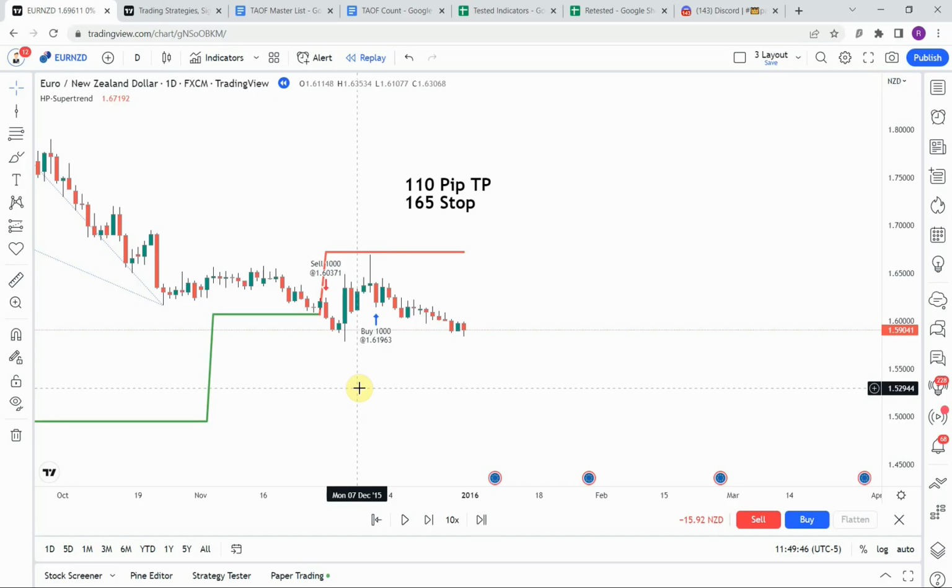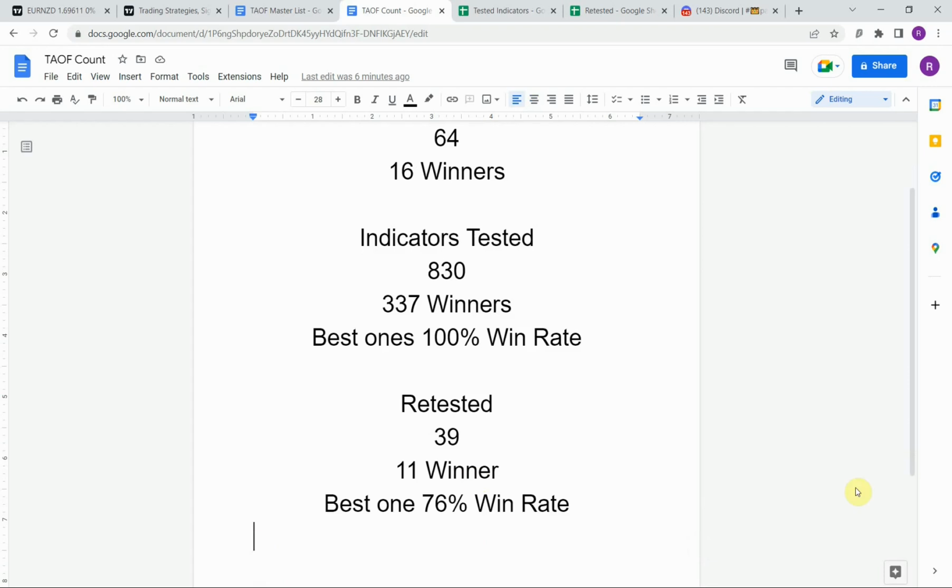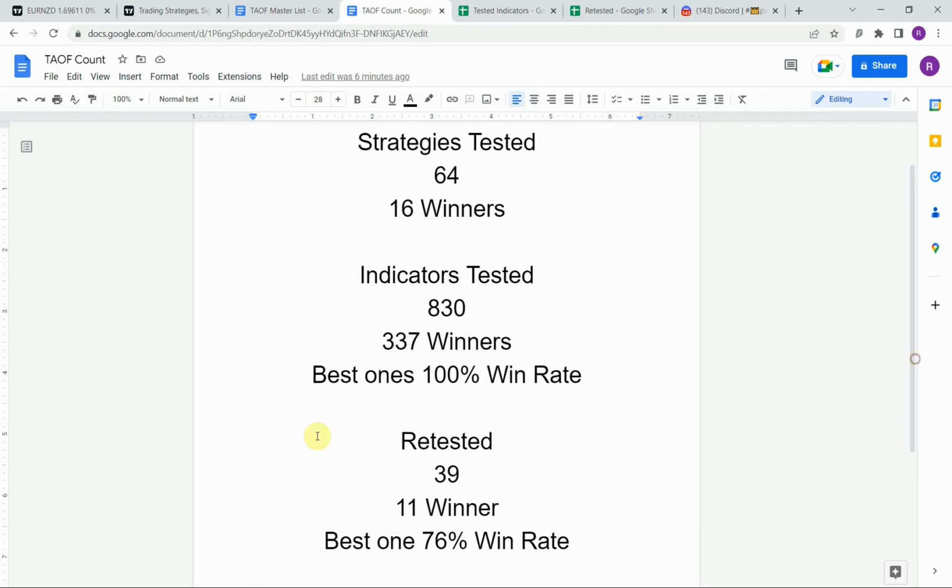Alright, as I said, today we will be testing the Harmonic Pattern Supertrend indicator. Before we do though, I wanted to put the testing scoreboard up for everyone to see. So to date, we have tested a total of 64 different strategies, with 16 of them being profitable. We've also tested a total of 830 indicators, with 337 of them being winners. The best ones so far were able to achieve a 100% win rate. Now you need to go back and watch those videos to understand the context of how they were able to achieve that. So go back and watch those videos and see what you can get out of those winning indicators.